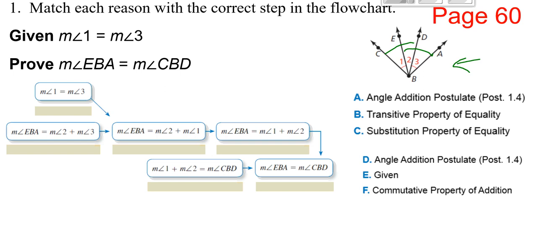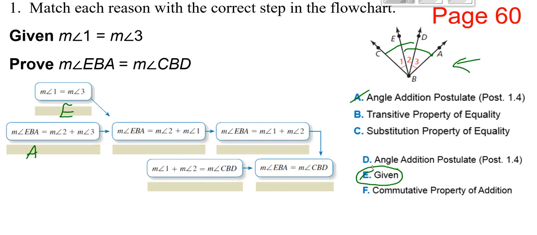So the measure of angle 1 equals the measure of angle 3. Again, we're just going to look in our bank over here, and we're going to say that is a given statement. Next, we see that angle EBA is angle 2 plus angle 3. Well, that's our angle addition postulate. We could use A or B, but I'm just going to check off A first.